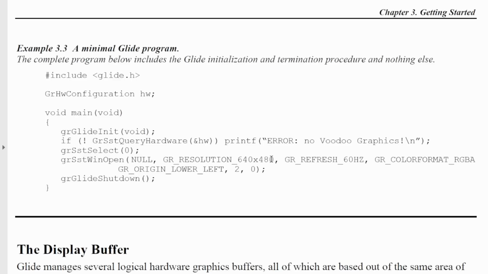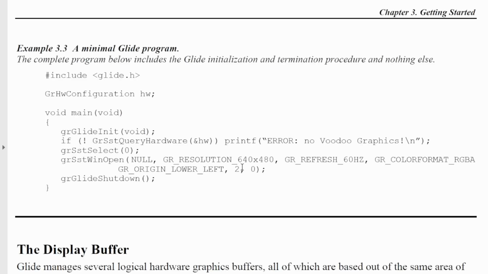So we select the resolution and the refresh rate that we want and the pixel format, which in my case would just be RGB alpha. And you can also change whether you want the origin in the lower left of the screen. And this number here is the number of buffers. So I'm going to use double buffering, so this will be a 2.